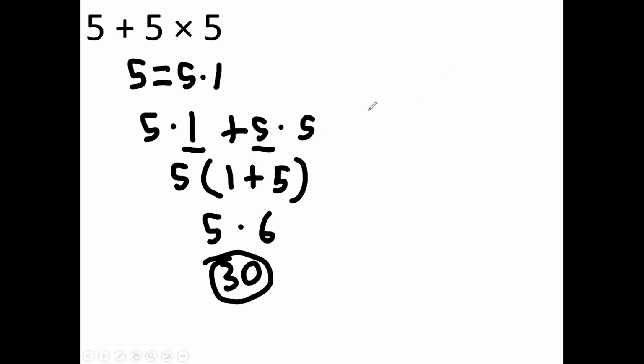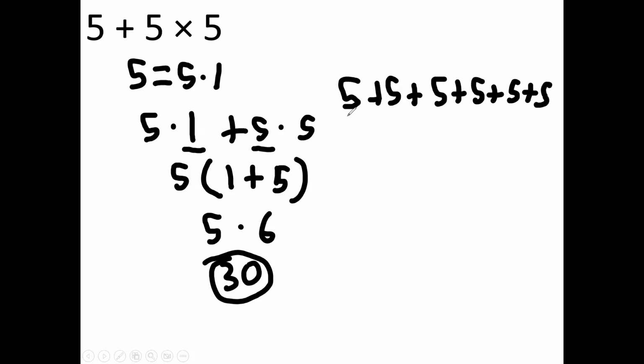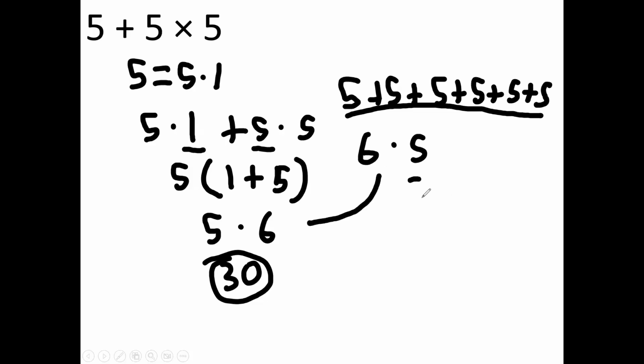The reason this works is because when we do 5 times 1, we have 5. Then when we do 5 times 5, we have 5 5s, which is 5 plus 5 plus 5 plus 5 plus 5. When we do this, we have 6 5s, which means 6 times 5, which is 30. So that's the reason the distributive property works.